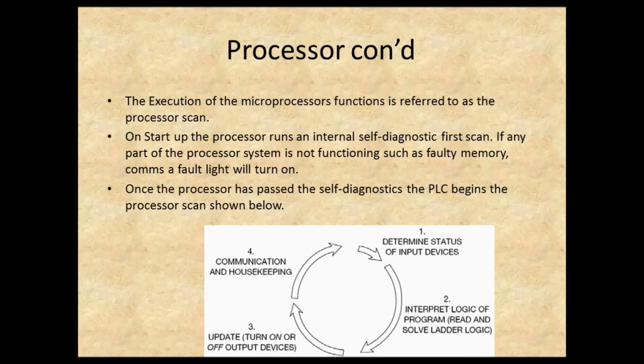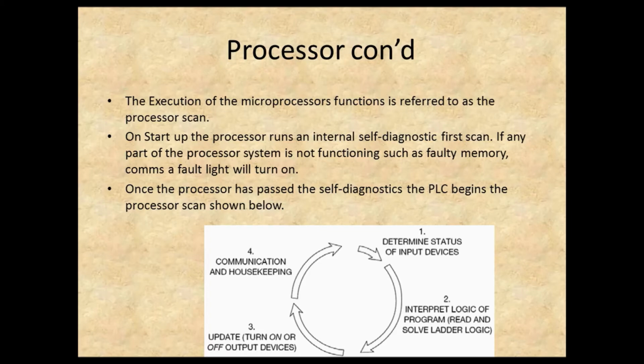So on startup, the processor runs an internal self-diagnostic first scan. If any part of the processor system is not functioning, such as a faulty memory or comms, a fault light will come on. So you'll actually see on the front of the processor, and most of them, they'll have a fault light that comes on and says, hey, we got a fault. Once the processor has passed the self-diagnostics, the PLC begins to process scan shown below.